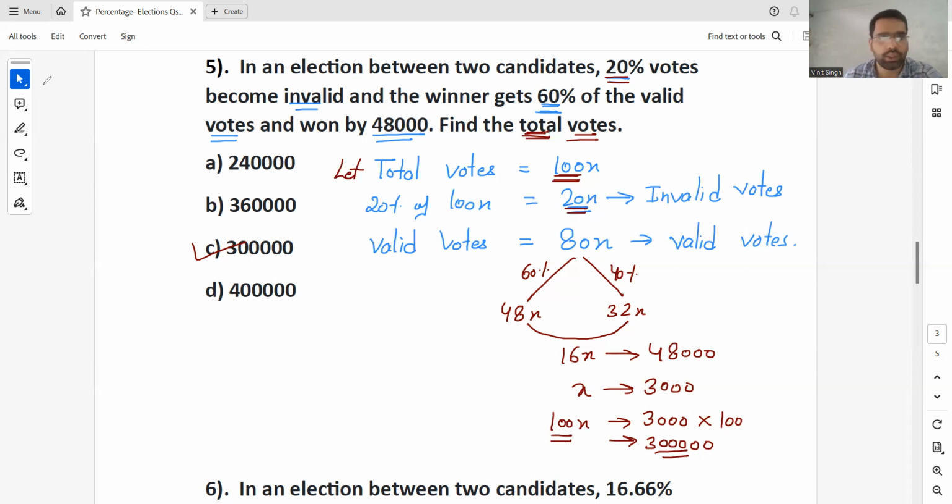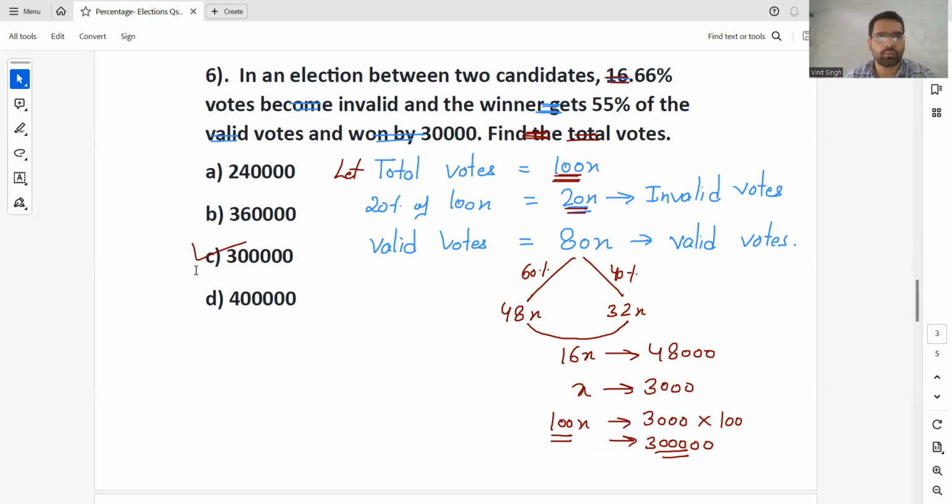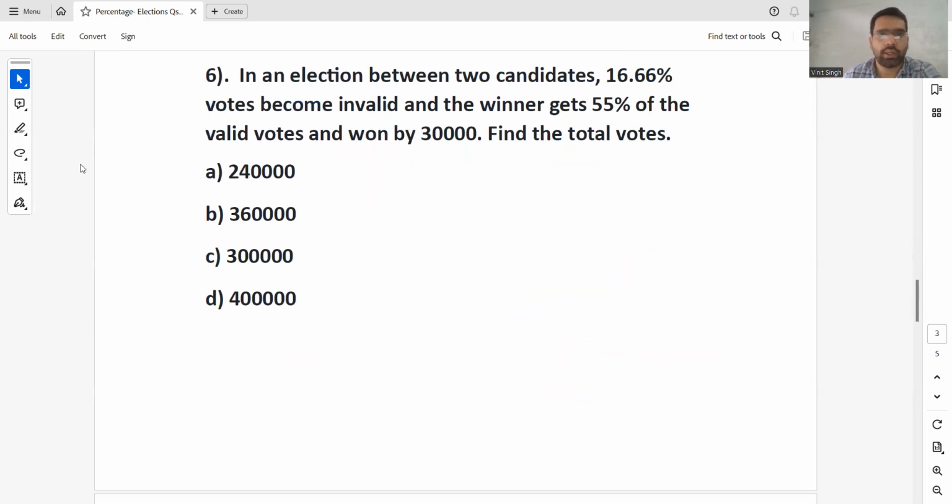Now we are moving to another question, number 6. In an election with two candidates, 16.66% votes become invalid, and the winner gets 55% of the valid votes and won by 30,000. Find the total votes.